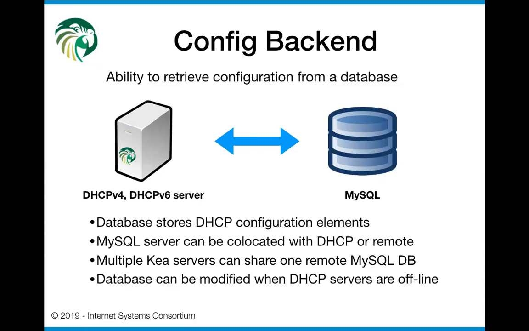The database can be modified when the DHCP servers are offline. So this allows you to make changes in your configuration. If you have automated tools that are doing configuration management, they don't have to be able to write directly to the v4 or v6 servers. They make a connection to the SQL server that is changed. The data is changed there, and then as soon as the v4 or v6 server is available, those servers read from the SQL database and deploy themselves as they've been defined.